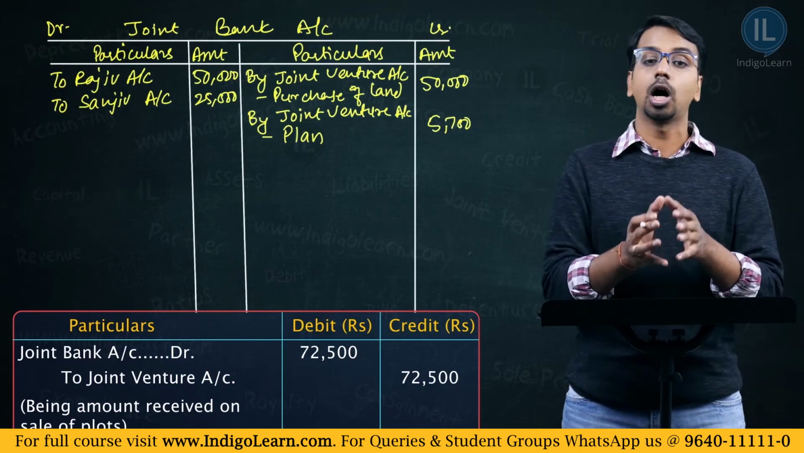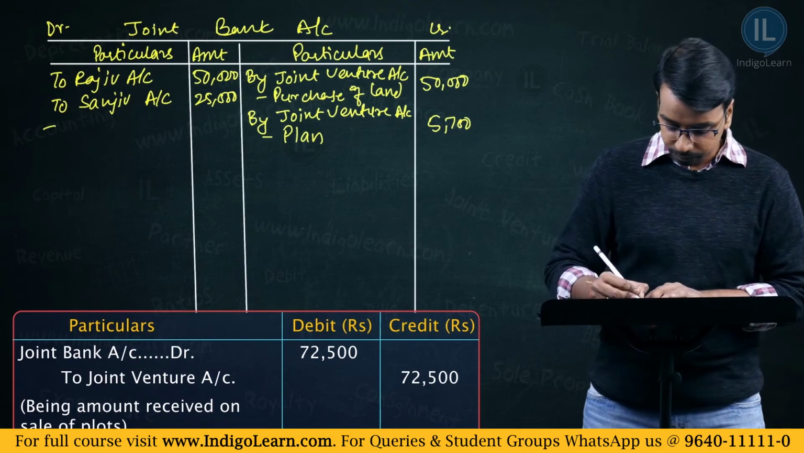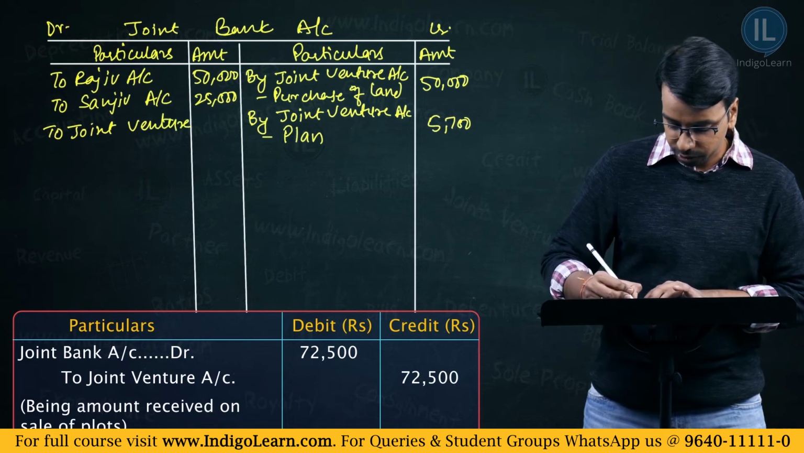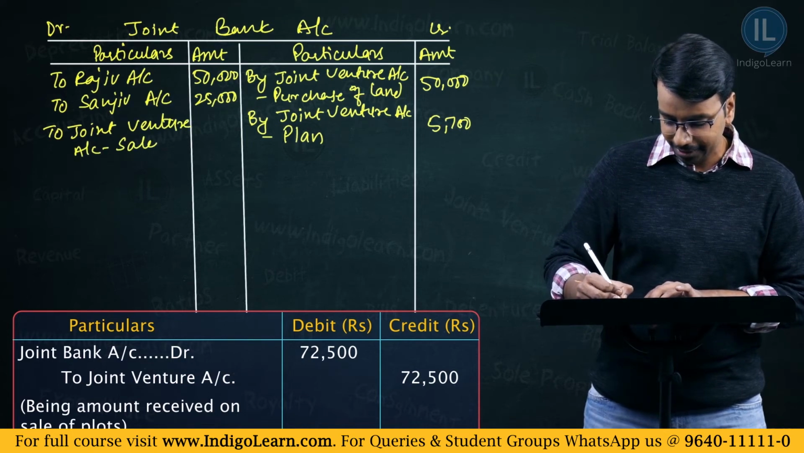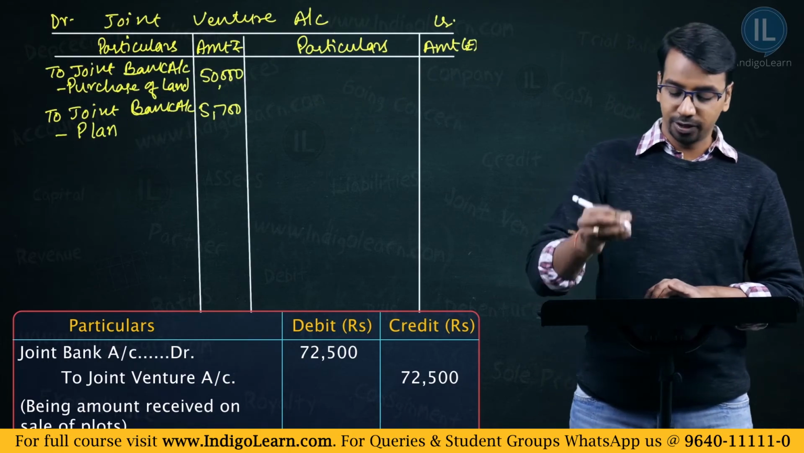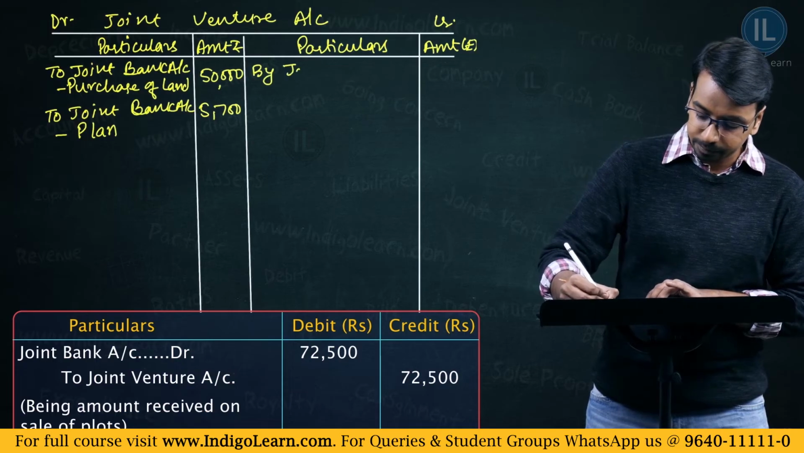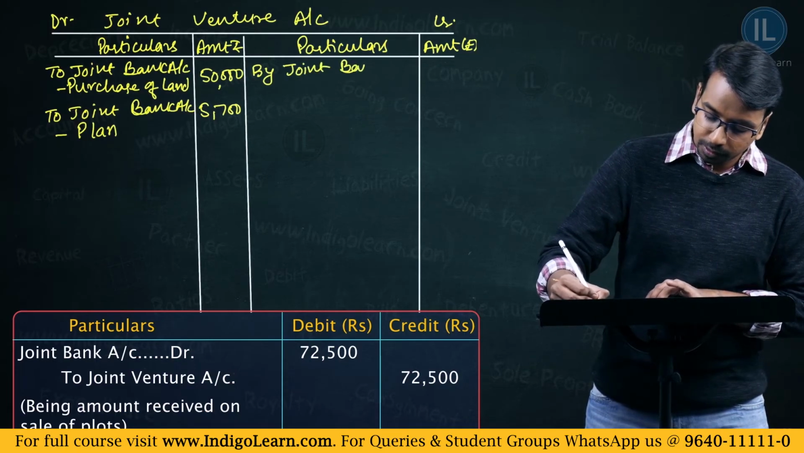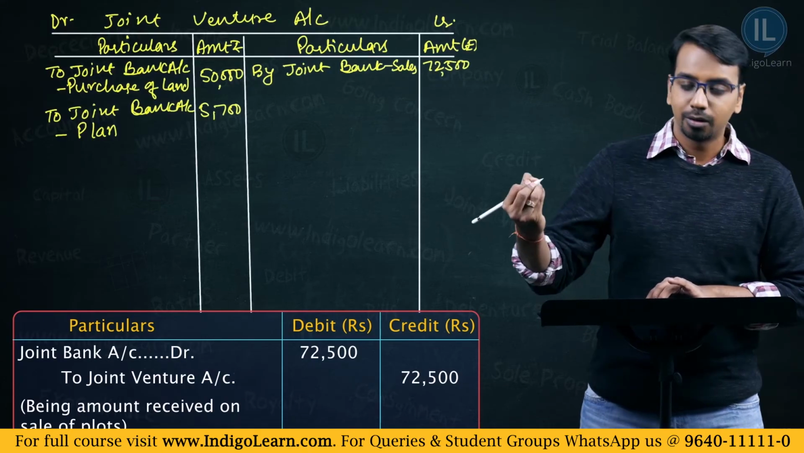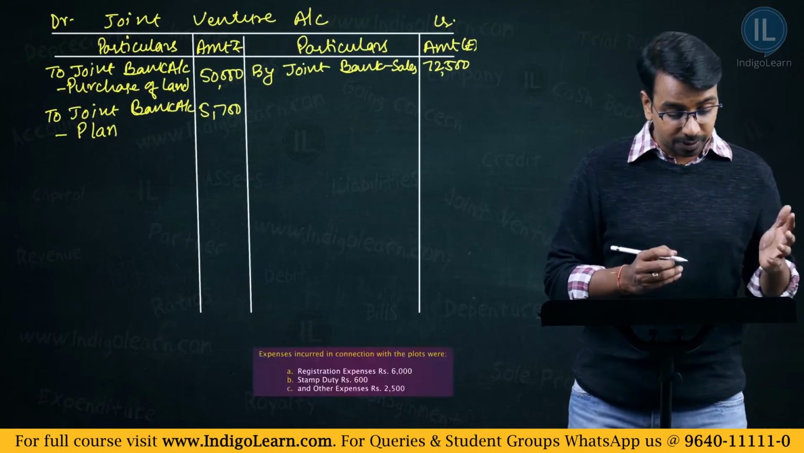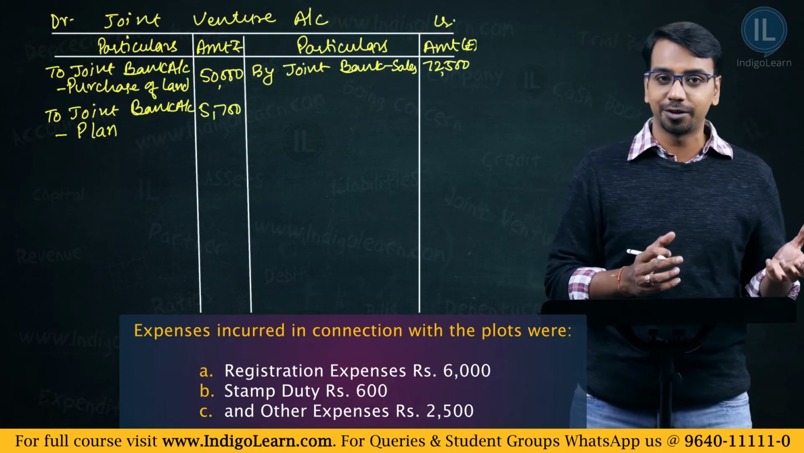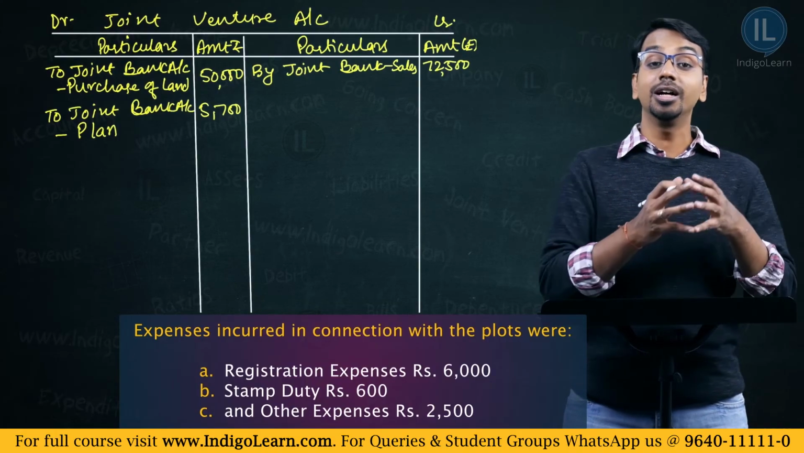Come to the joint bank account. How will you post the entry? You will say to joint venture account, which is your sales, 72,500, and in the joint venture account you will write by joint bank, which is your sales, 72,500. And there were some other expenses incurred. Registration expenses 6,000, stamp duties 600, other expenses 2,500. These all are the expenses pertaining to the joint venture.